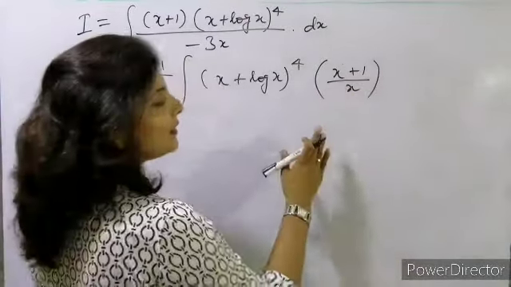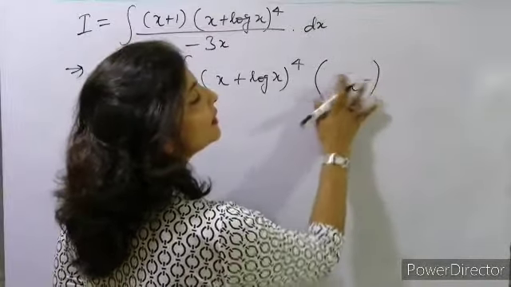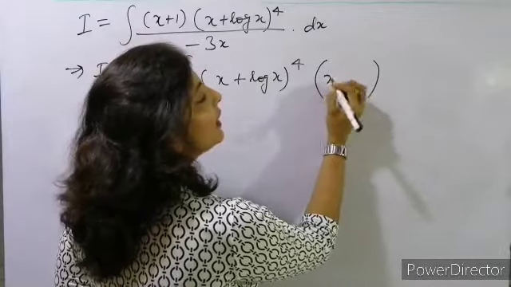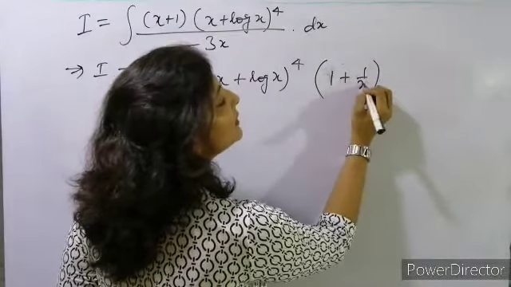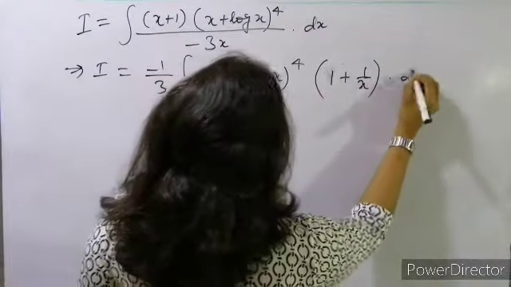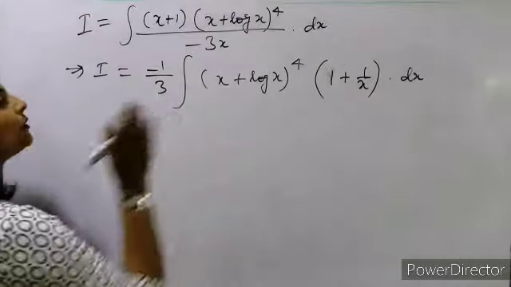So what can we write directly? x upon x will be 1, and 1 upon x. So we can write x upon x will be 1 and 1 upon x. Okay, we get this value into dx. So we have to find the integral of this value with respect to x.